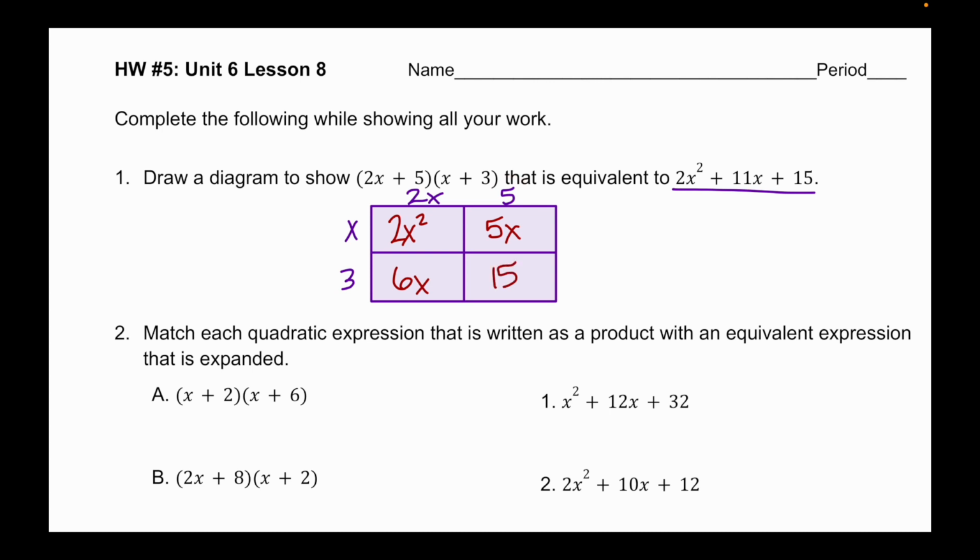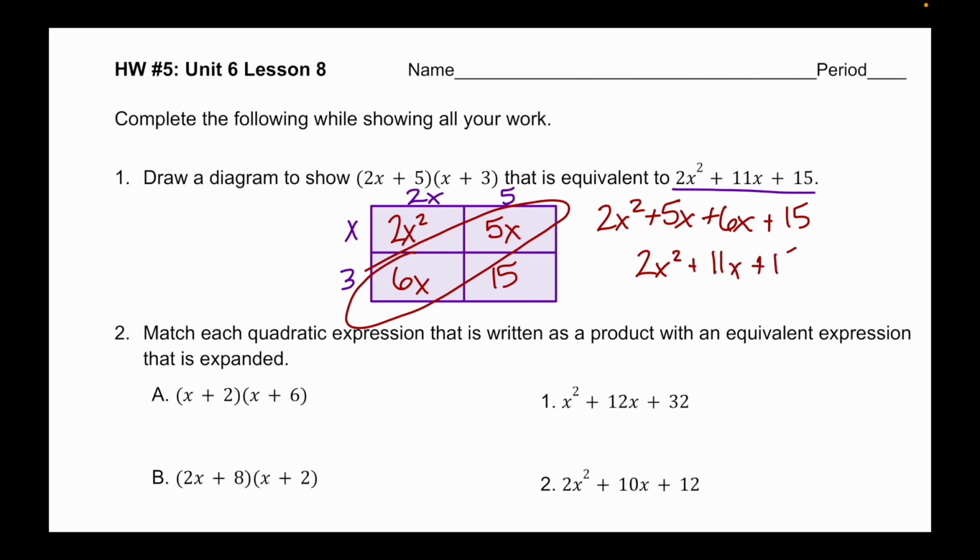The next thing we're going to do is add up our 6x and 5x. So we have 2x squared plus 5x plus 6x plus 15, since all of these are being added up. That makes 2x squared plus 11x plus 15. And that is how we would show, using that diagram, that it's equivalent to 2x squared plus 11x plus 15.